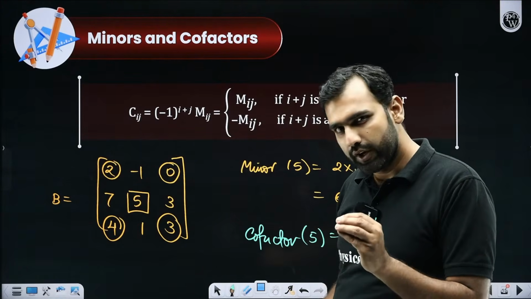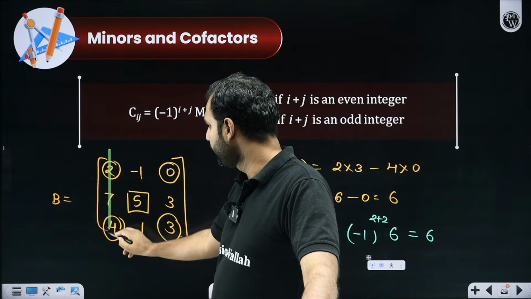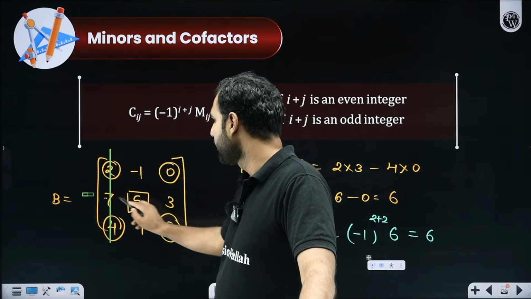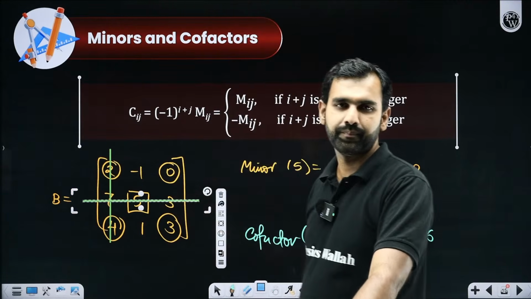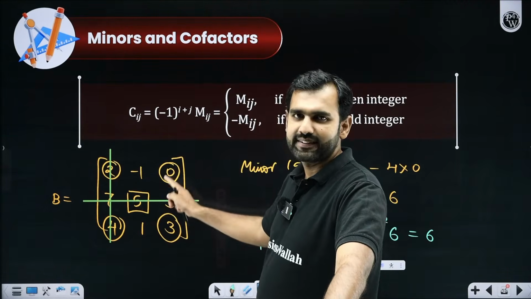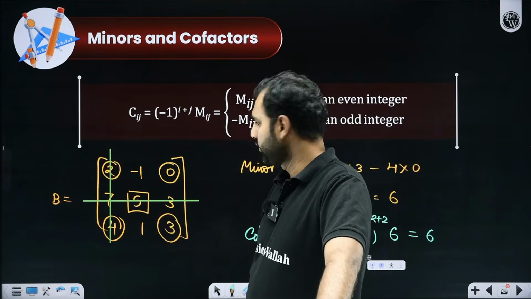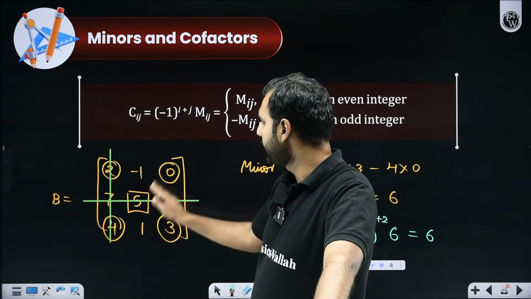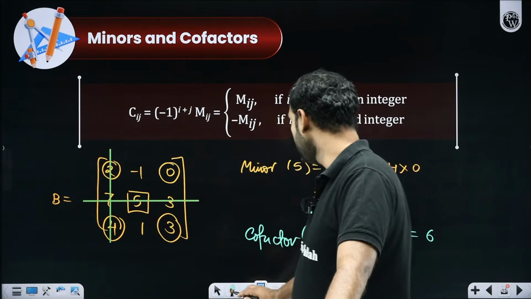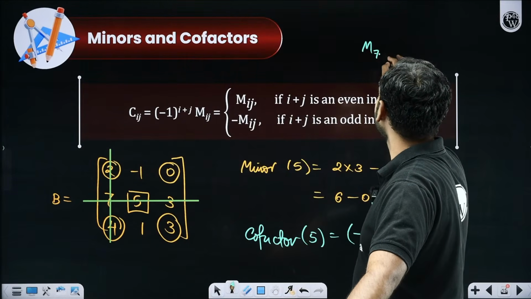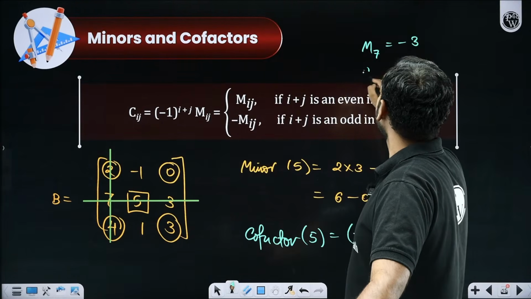For minor, we simply do this: let's say I'm finding the minor of 7. I'll remove the row and the column which is containing this 7, and that's how I'll be left with 4 elements. So I'll take it as a 2 by 2 matrix. I find its determinant. It will be the minor of 7. So minus 1 into 3 minus 3 into 0 is 0. So minor of 7 will be minus 3. Yes or no? So minor of 7 here will be minus 3, right?